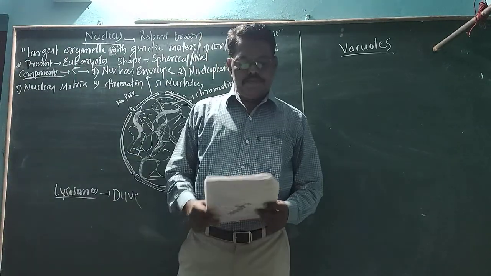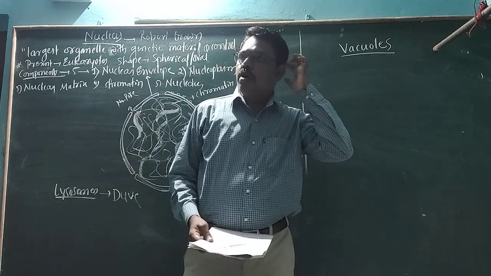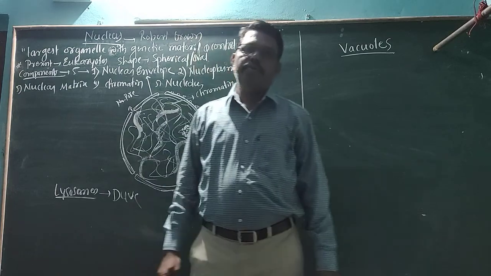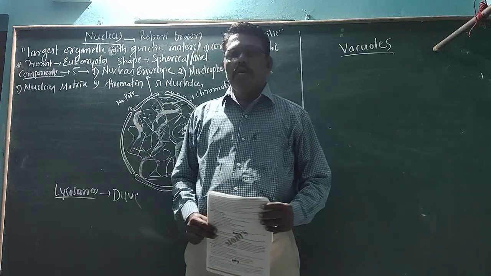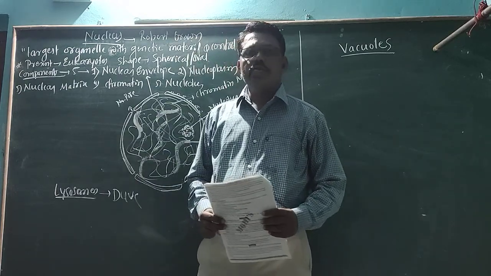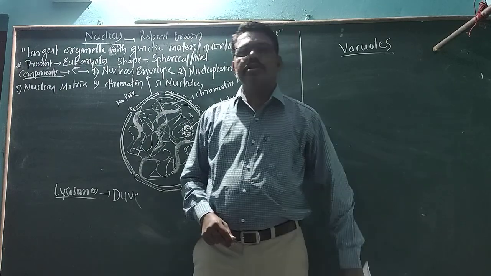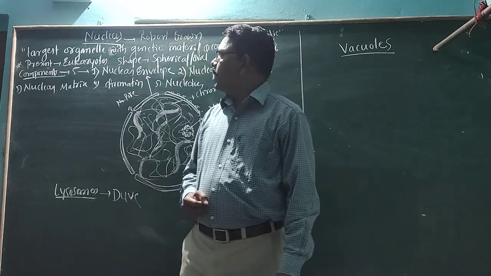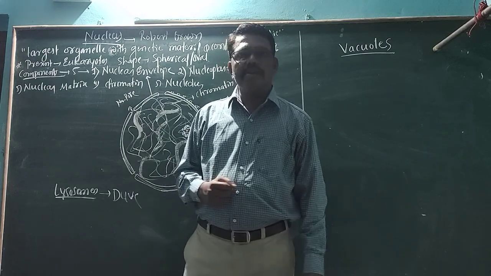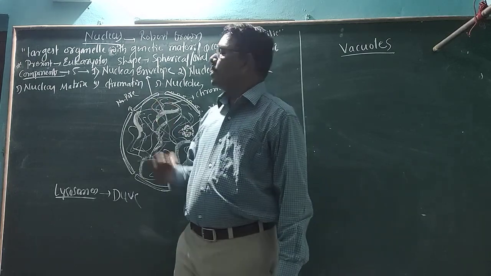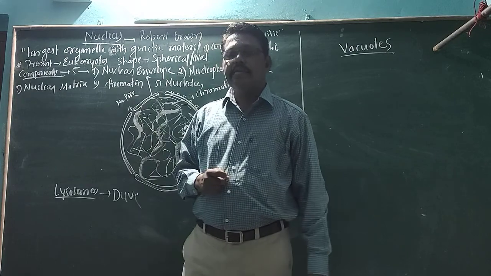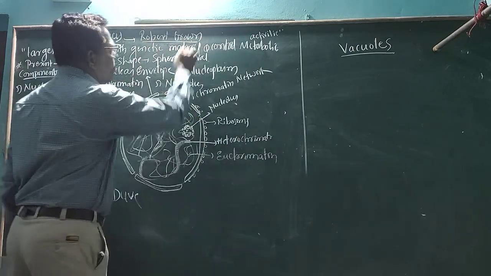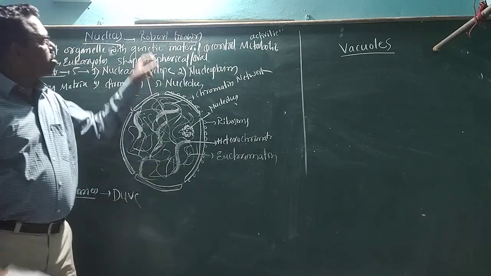Good morning, students. Today we are studying the ultrastructure of the nucleus. The nucleus is mainly found in eukaryotes, but not in prokaryotes. In yesterday's class, I already taught this. Eukaryotic cells have a nucleus. The nucleus was first discovered by Mr. Robert Brown.